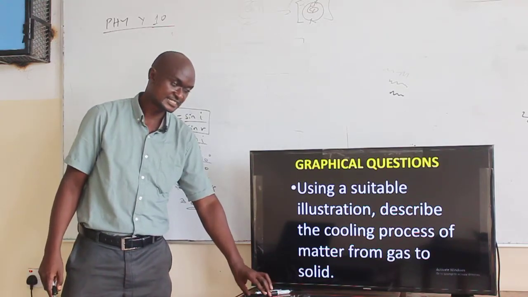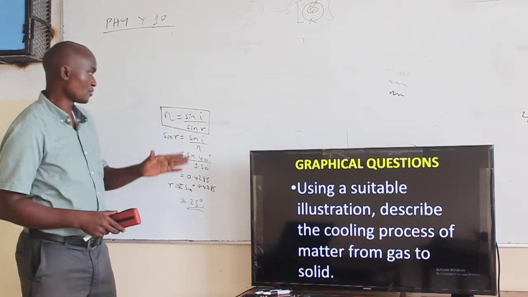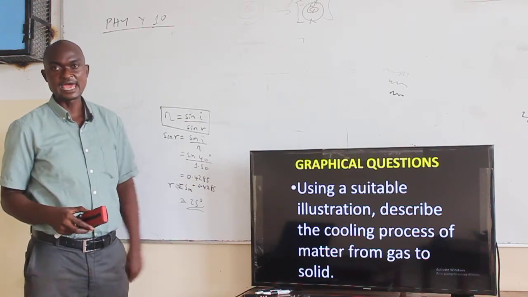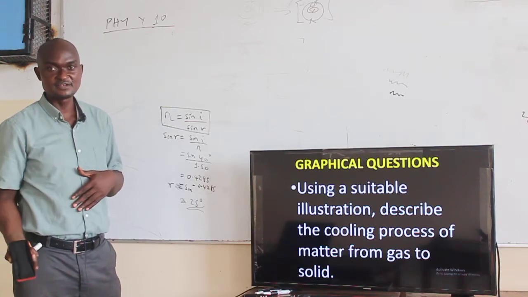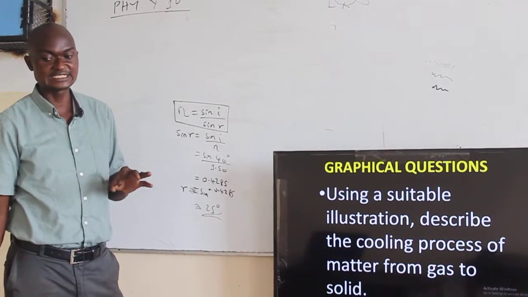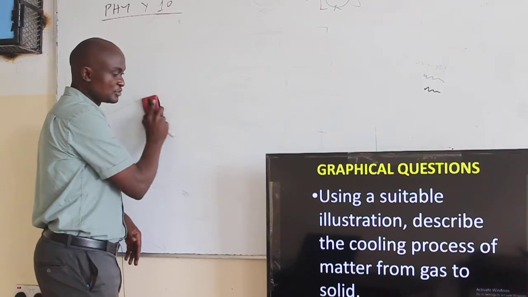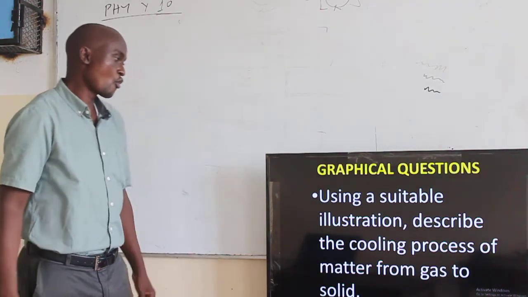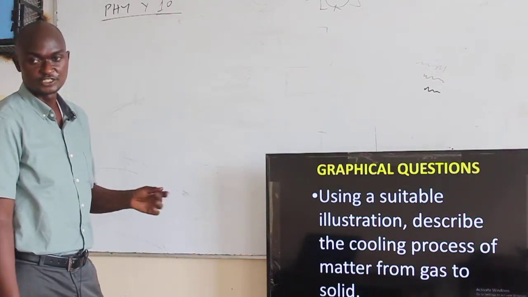Then let's finish with graphical questions. Graphical questions are such that you have what you call a vertical line, the y-axis, and a horizontal line, the x-axis. On the vertical line we have the dependent variable, on the x-axis you have the independent variable, unless otherwise stated that you do the reverse. So in the question that we have here, we are told to use an illustration to describe the cooling process of matter from gas to solid.